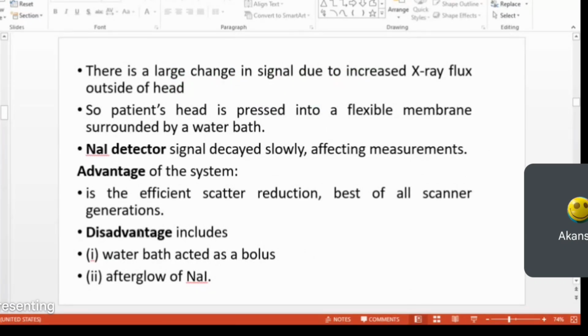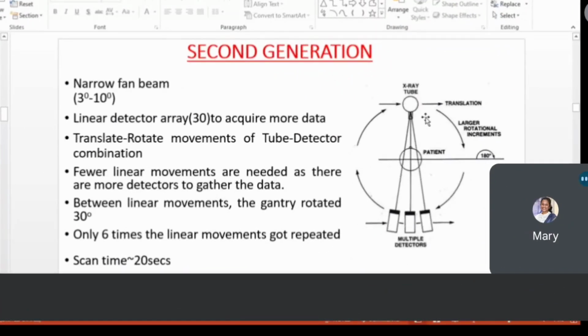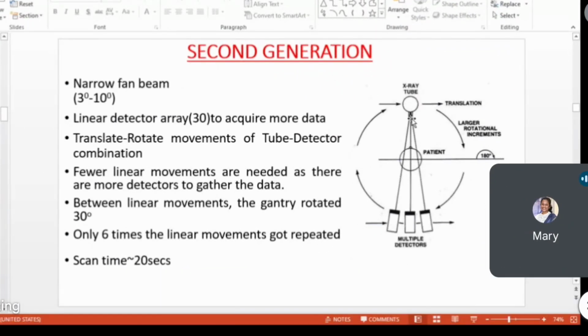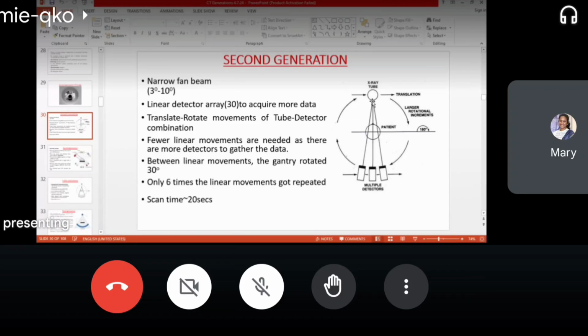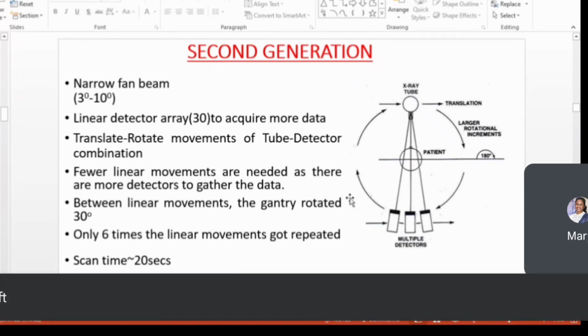We have seen yesterday the first generation CT scanners, and coming to the second generation CT scanners, we had the narrow fan beam geometry. So a fan beam varying in angle from 3 degree to 10 degree beam directions, and a linear detector array up to 30 detectors to acquire more data.